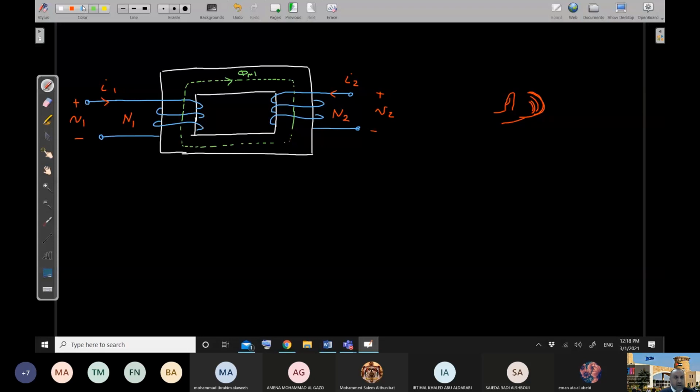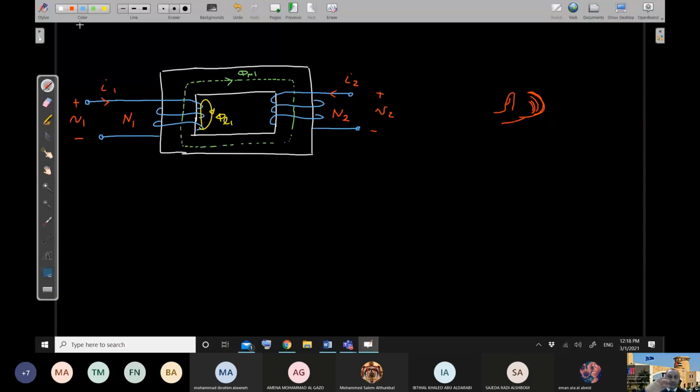But simply also I'm having what? I'm having a leakage flux, which is a flux only linking the coil N1 itself. And this one we call phi leakage 1. The same thing for coil number 2.